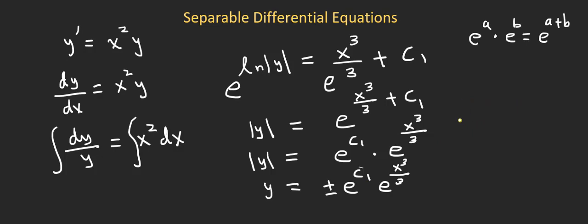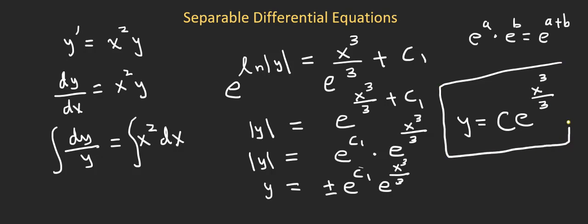So the final answer is going to be y equals C e to the x cubed over 3. So that will be our final answer. We have a general solution here because they didn't give us more information to find what the value of C would be.